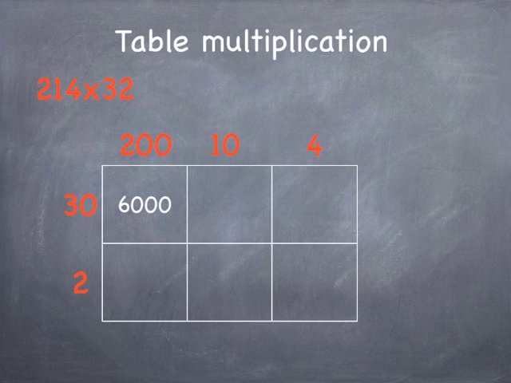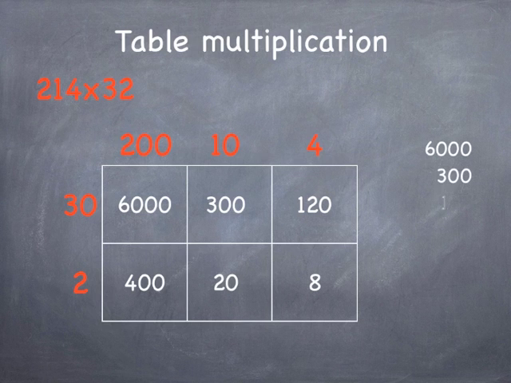10 times 30 is 300. 4 times 30, 120. 200 times 2 is 400. 10 times 2 is 20. And finally, 4 times 2 is 8. And adding these 6 numbers together gives 6848. So that's table multiplication.